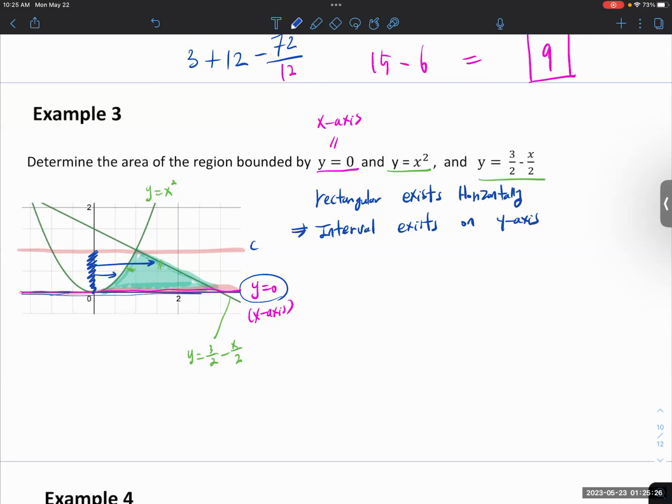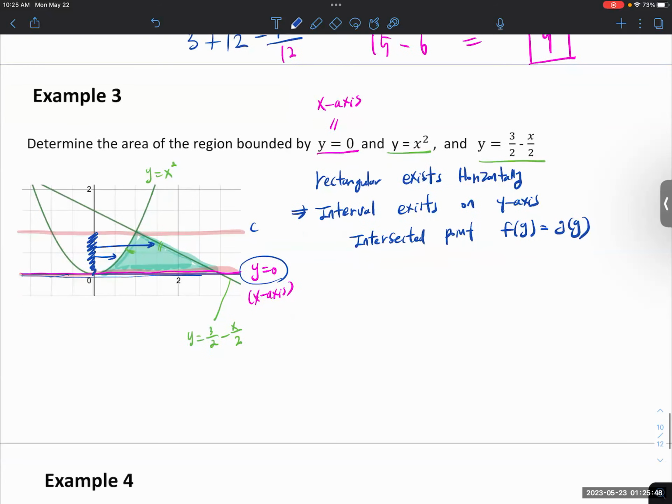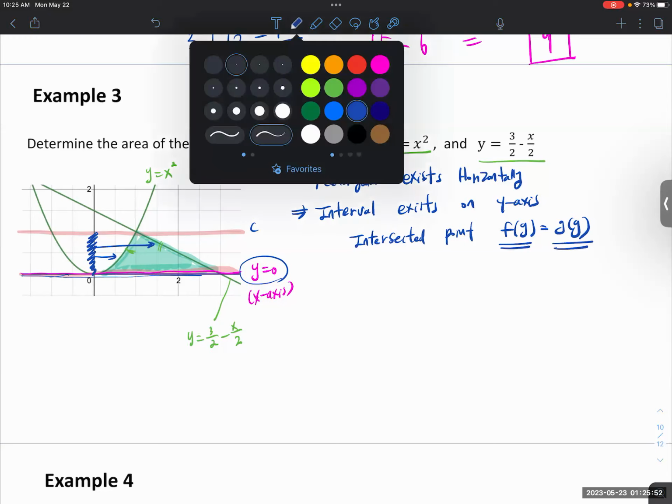Let's find out that number. To find the interval, the intersected points can be found by setting f of y equal to g of y, correct? So I'm going to modify to find the new f and g. Let's do that work first.